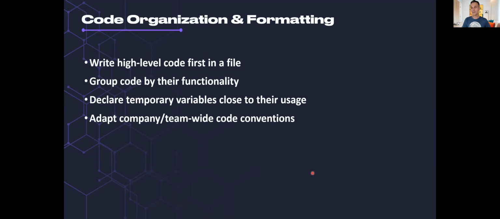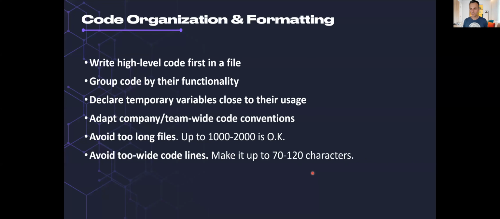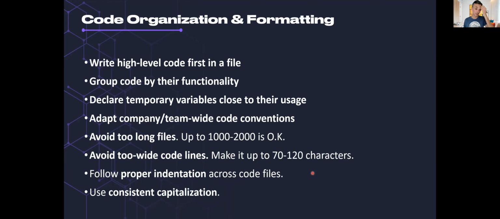Try to adopt company or team-wide code conventions, and then use tools to enforce this. It's always better that tools automate and check everything, and not leave this to the reviews. Avoid too long files; up to 1,000 or 2,000 lines is okay, not much beyond this. Also, don't write too wide code lines, even though we now have big monitors. Make it up to 70 to 120 characters, and follow proper indentation across code files. And of course, consistent capitalization, so you want to have this the same in your complete code base.